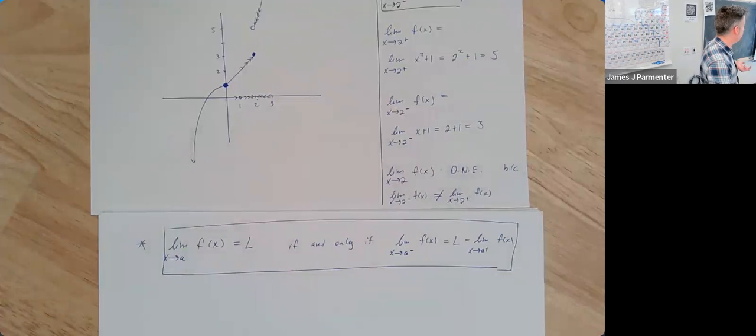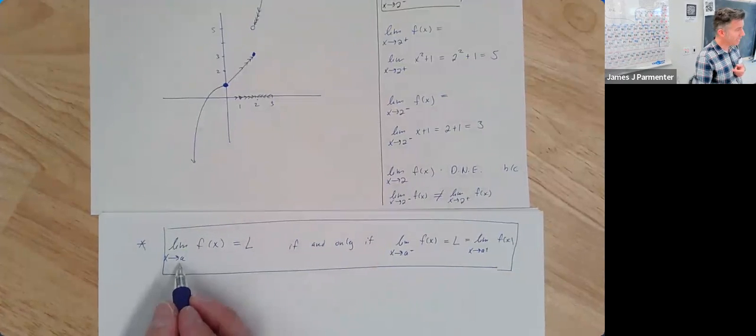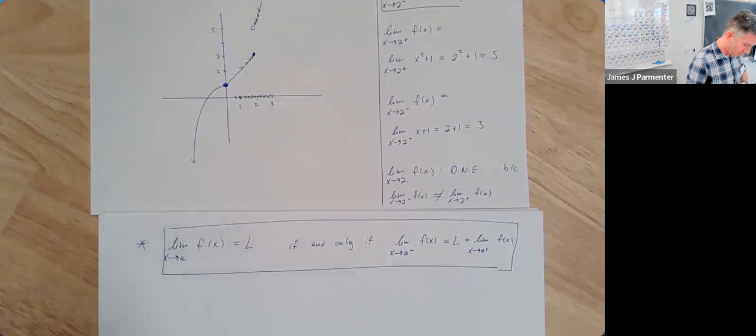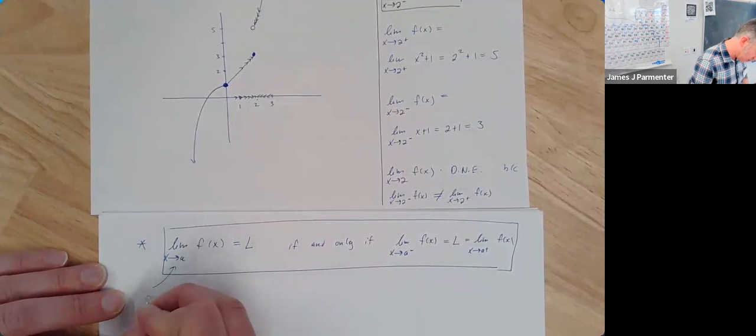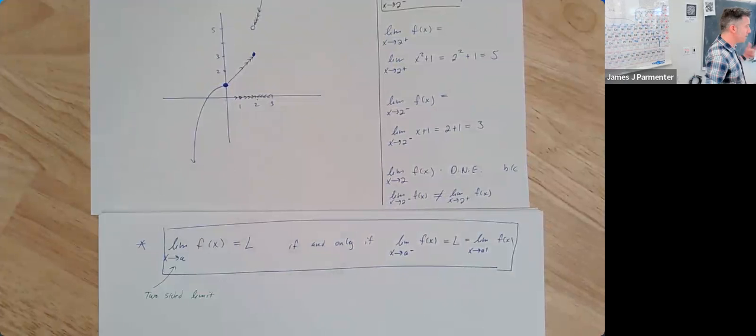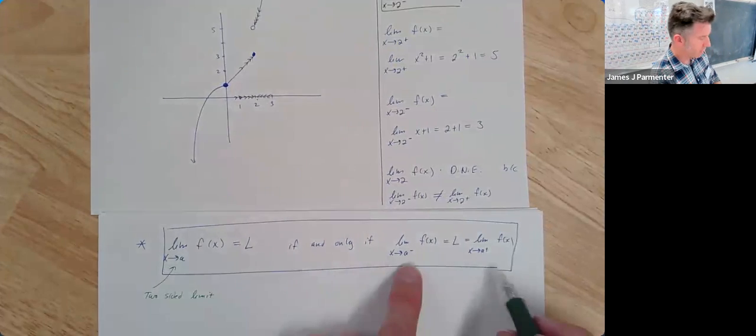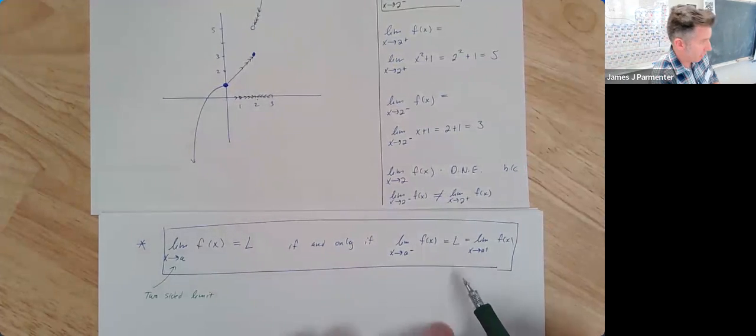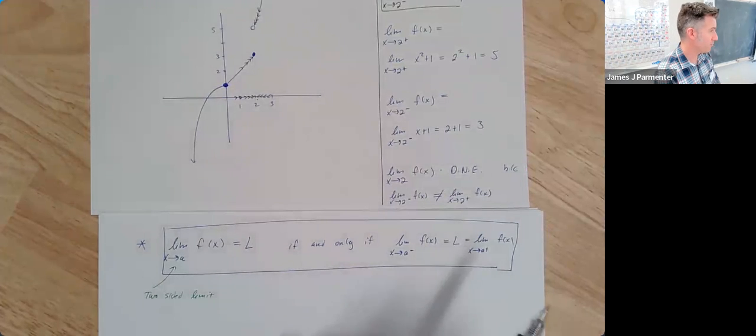I'm going to stress again, a two-sided limit, right? That's what this is over here. When you say the limit as x approaches a, this is the two-sided limit. It only exists if both of the one-sided limits are equal to the same value. And it is that value.